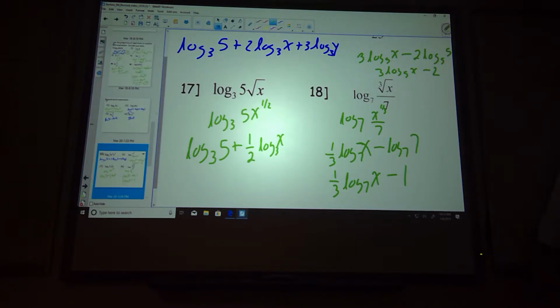One last page. Yes, sir. Cool. Got plenty of time.